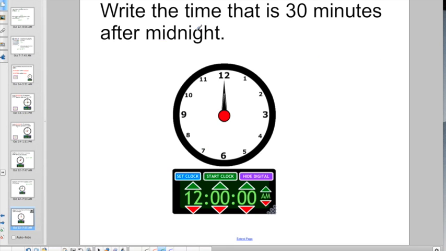Write the time that's 30 minutes after midnight. Now, midnight is where AM starts. Everybody thinks that midnight is the deepest part of night. Midnight is where AM starts. So, the rest of it's pretty easy. 30 minutes after midnight. Well, I can almost do that in my head, but we'll humor you. We'll go 30 clicks on the cool clock here.